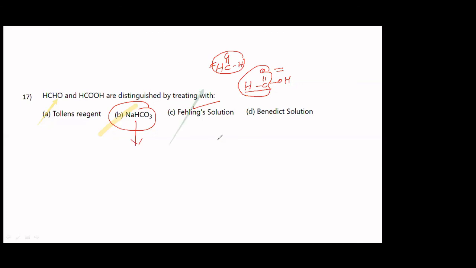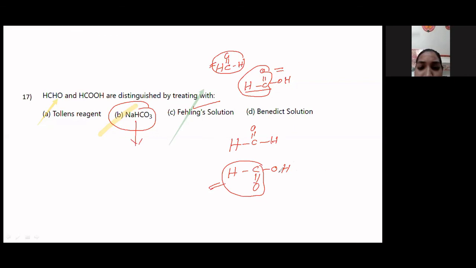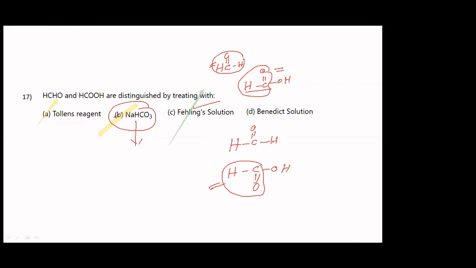You have to understand this point here: compare these two structures, methanal and methanoic acid. HCOOH, C double bond O, OH. Don't you think it is a combination of an aldehyde group and a carboxylic acid group? Hence it gives all those reactions. So the correct option is this. Many students commit this mistake. Consider the structure and mark it, then you will remember that.